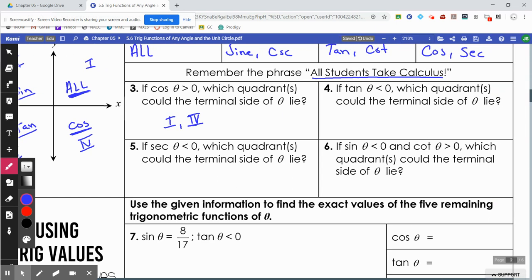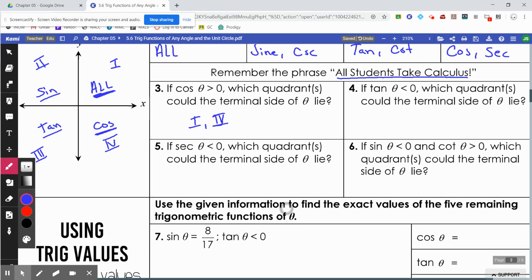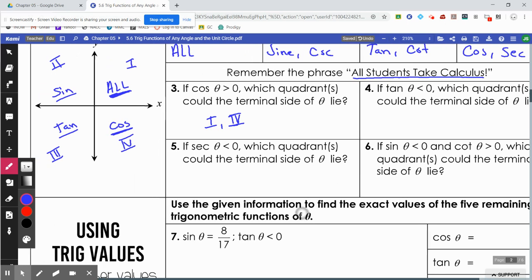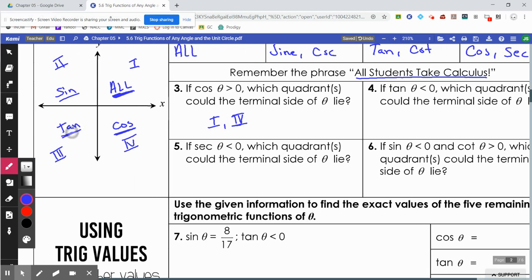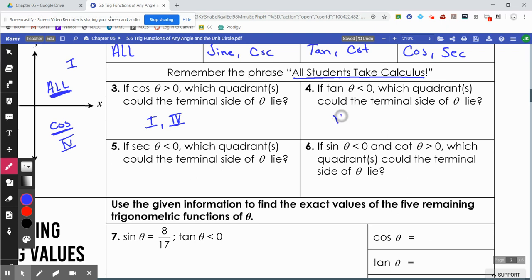Number 4 says if tangent is less than 0, that means tangent is negative. Where is tangent negative? Tangent is positive here and tangent is positive here. So where is tangent less than 0? That would be quadrants 2 and quadrant 4.